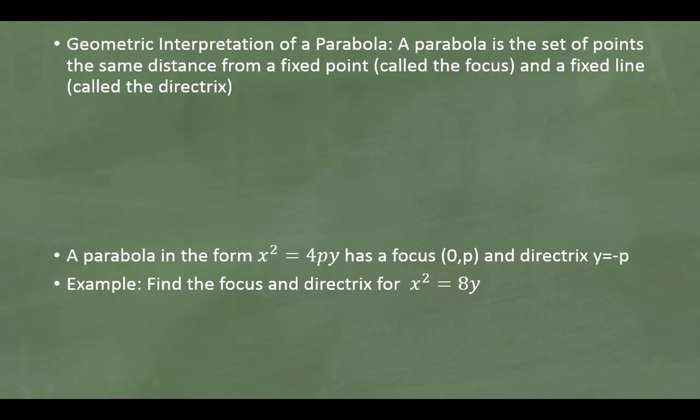The geometric interpretation of a parabola. A parabola is a set of points the same distance from a fixed point we're going to call a focus point, and a fixed line called the directrix. What that means is, if I have some point right here, I'm going to call this a focus, one single point, and a line down here, which we usually call the directrix.